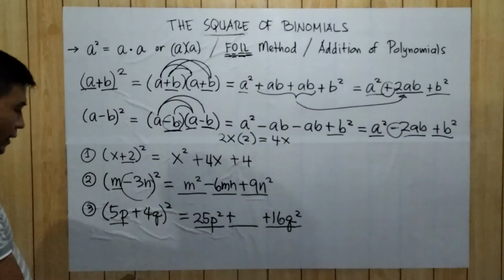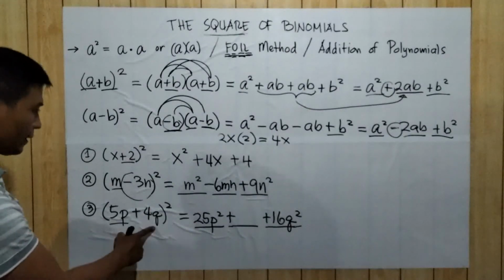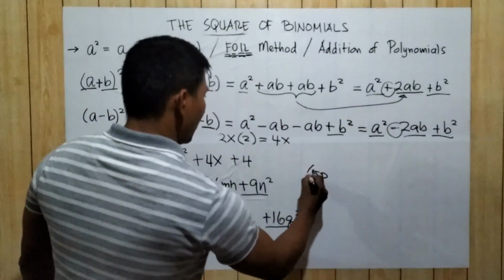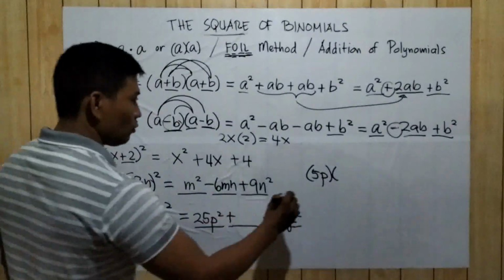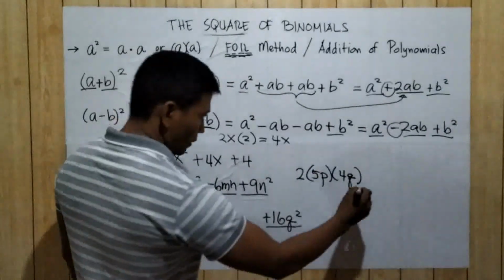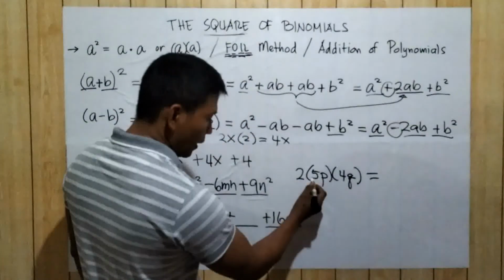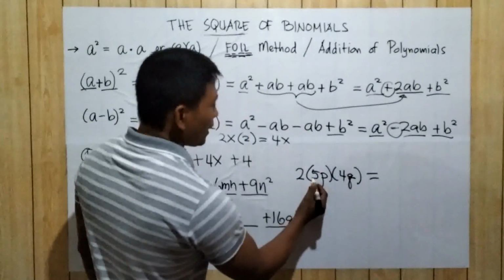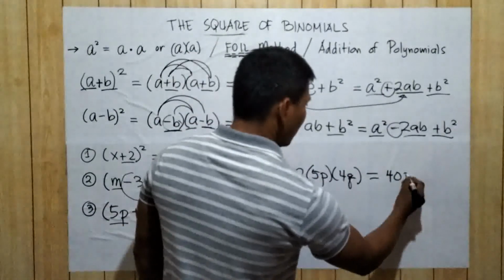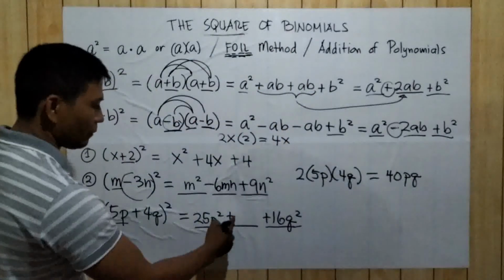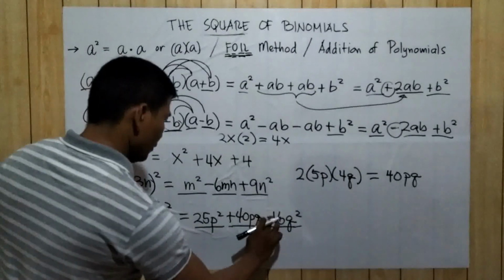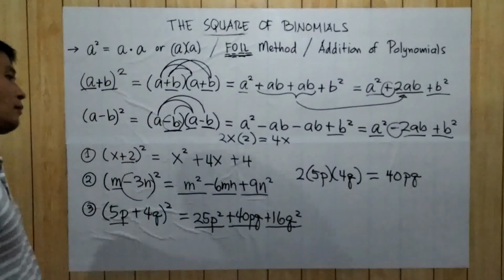Okay? And twice of the product of our first and second term. So, our first term is 5p. Our second term is 4q. Twice po niyan. So, we have 2 times 5 was 10. Times 4 is 40. P times q is pq. Therefore, the middle term is 40pq. Okay?